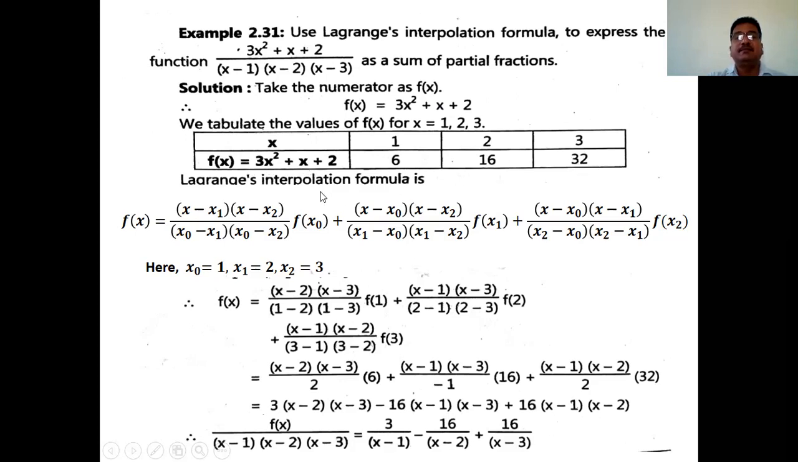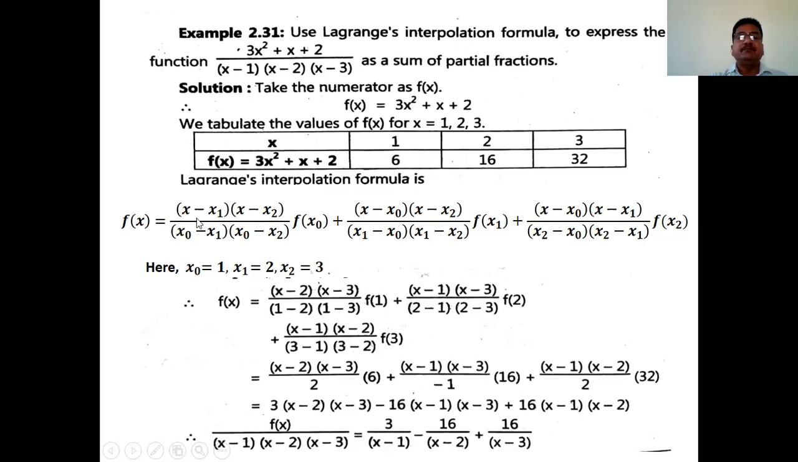So this is the table. Then apply Lagrange's interpolation formula. So this is x0, this is x1, and this is x2. And then write the interpolation formula. So what is the interpolation formula? The values of x are 3 numbers, so we have a total of 3 terms: 1, 2, and 3.